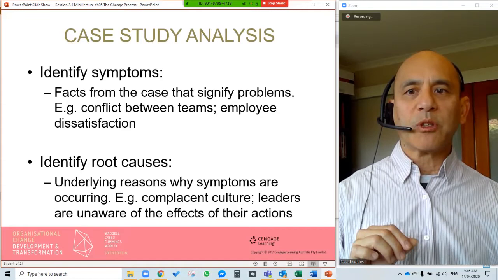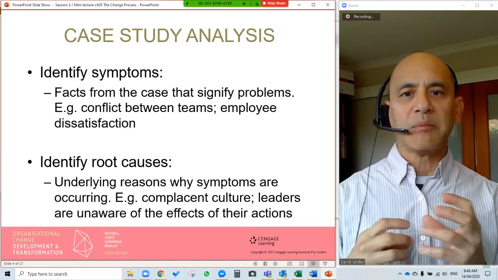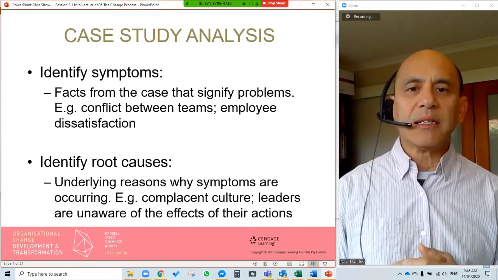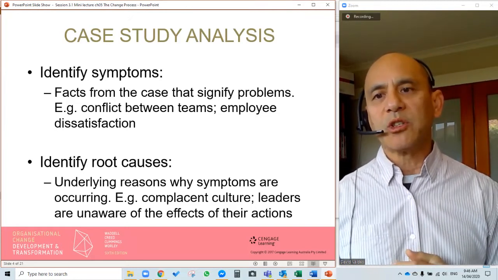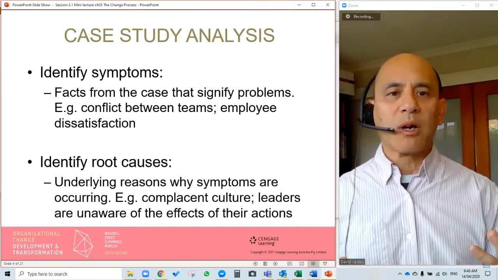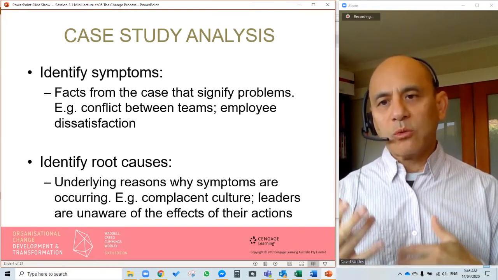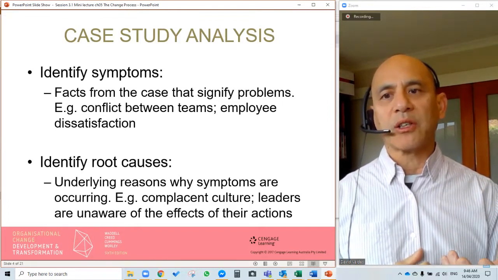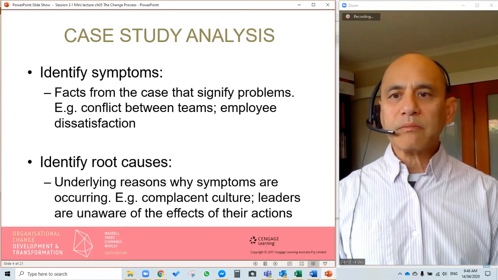An example of a symptom is there might be some conflict between the teams. There might be fighting. There might be some arguments going on, or an employee might say, "Well, I'm not very satisfied with the situation right now. I feel demoralized." So when you get symptoms like that, you need to probe further and try to figure out what's causing this dissatisfaction and what is causing this conflict between teams.